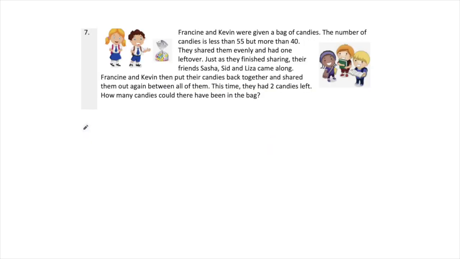For this problem, we have to find the number of candies Francine and Kevin have. We know that if they split the candy evenly, they will have 1 left over. So if x is the number of candies, we know that when x is divided by 2, there is a remainder of 1.